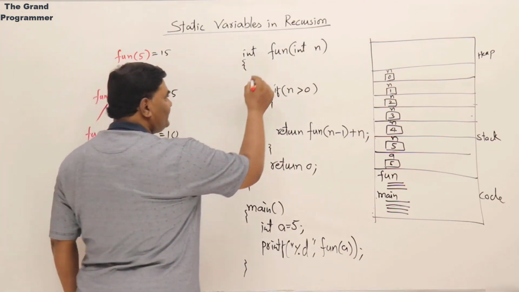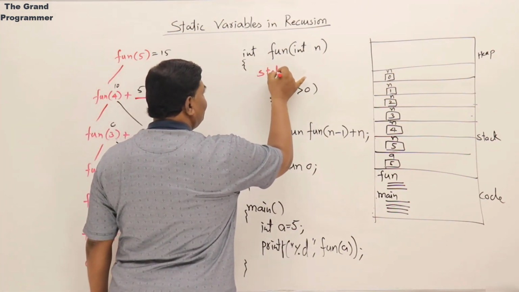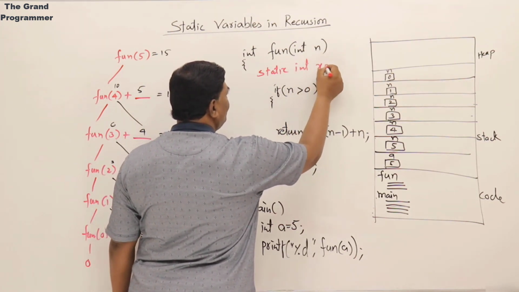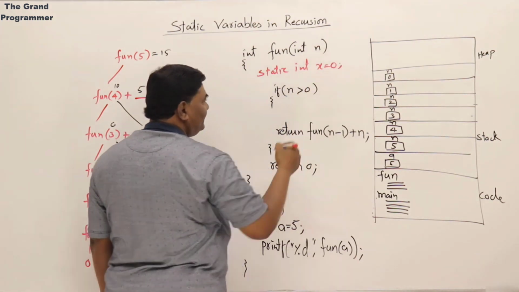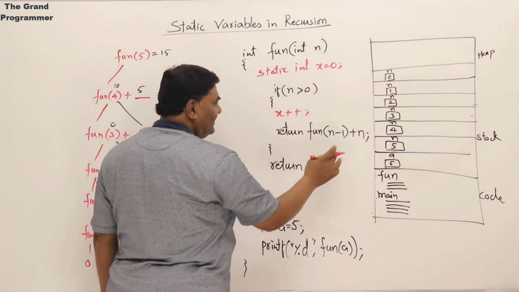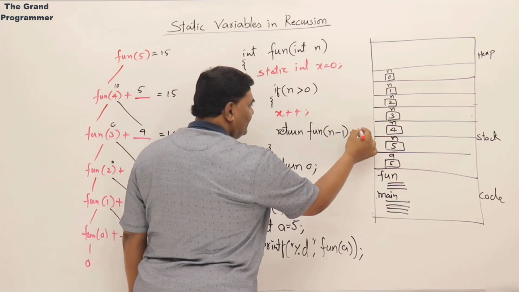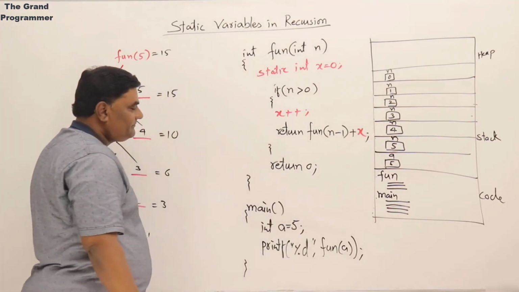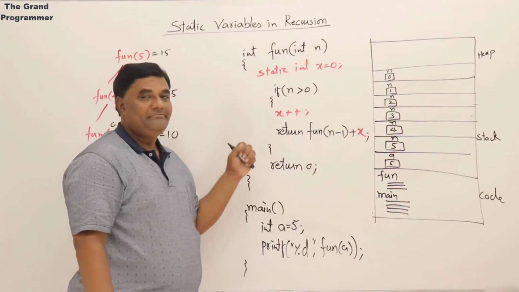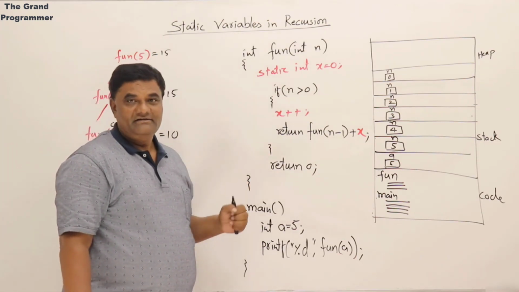So I am making modification. Static variable. Integer x whose value is 0 initially, and before calling I'll be incrementing it, and while returning I'll be adding x. So this is not adding n, adding x, and x is incremented and it is static.